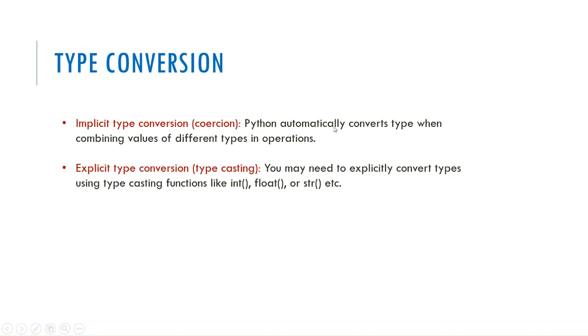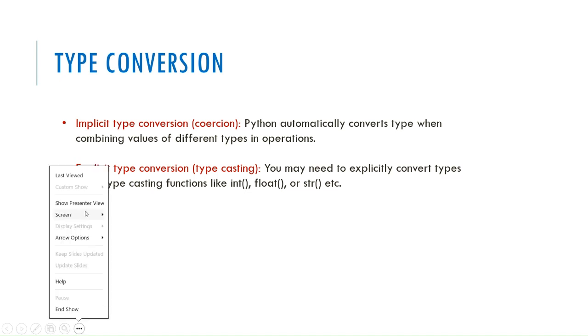When Python automatically converts the type of a variable, it is known as implicit type conversion. But sometimes we have to explicitly convert some variables into other data types. That is known as explicit type conversion, and it is done using various typecasting functions like int, float, and str, like that. Let's see this with an example.